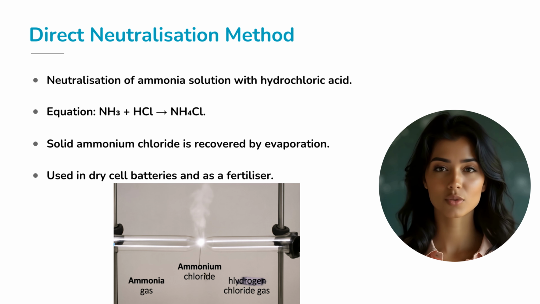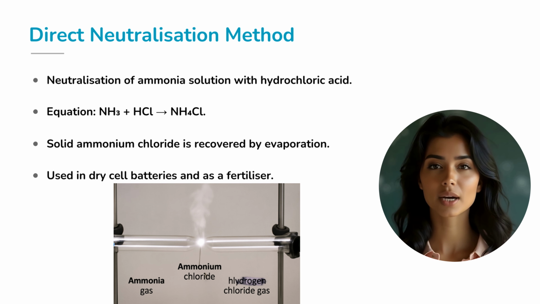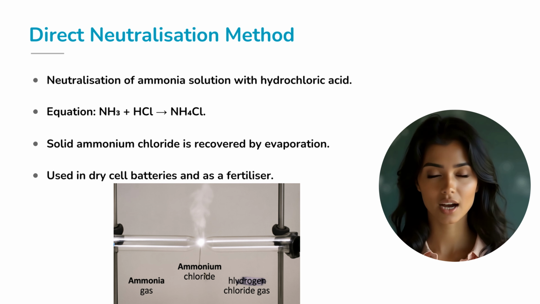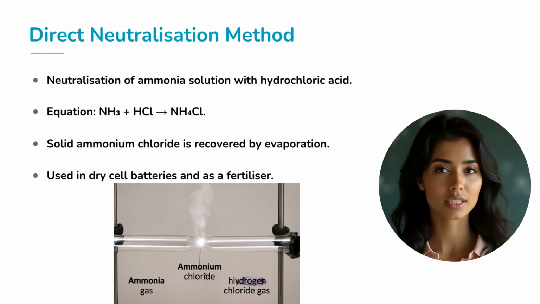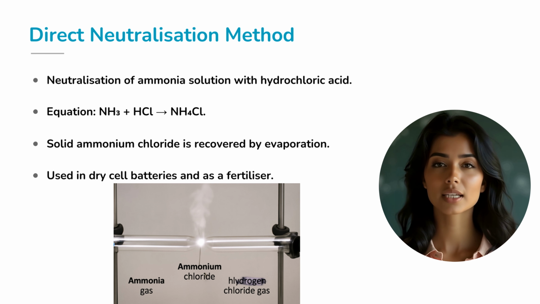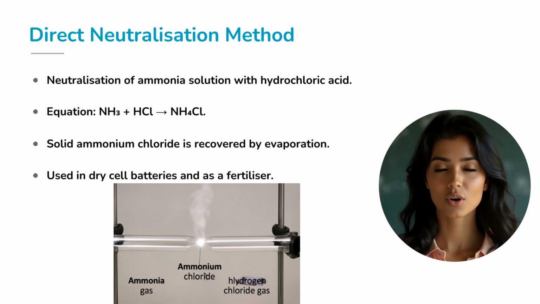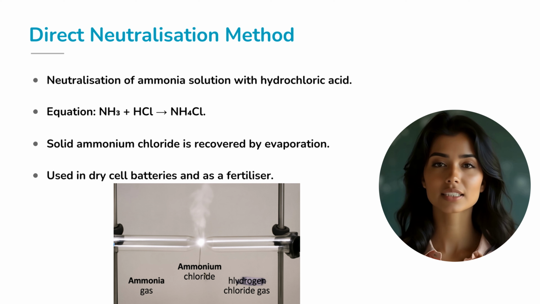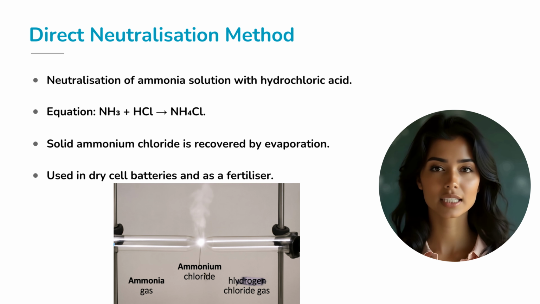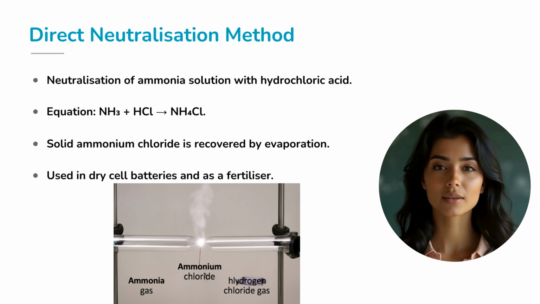Here's a salt that forms almost instantly, ammonium chloride. It can be made by neutralizing ammonia solution with hydrochloric acid, forming ammonium chloride and water. Or even more dramatically, by combining ammonia gas with hydrogen chloride gas, which produces a white solid cloud of ammonium chloride on contact. The reaction is ammonia plus hydrogen chloride gives ammonium chloride. This salt is commonly used in dry cells and as a nitrogen-rich fertilizer.